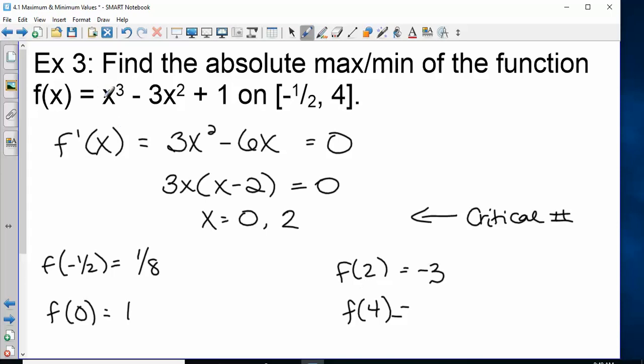Plug in a 4, 64 minus 48 plus 1 gives you 17. Does everybody know where I'm getting those values? So, which one is the absolute max? 17 is the biggest y value, so that's the absolute max. Which one is the absolute min? Negative 3.